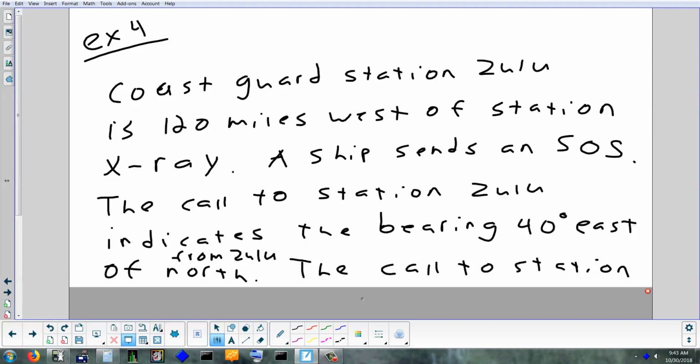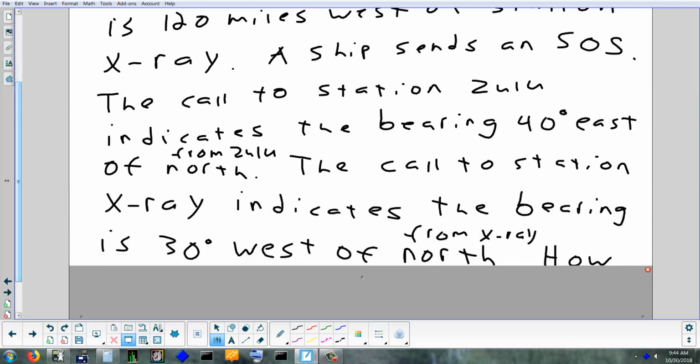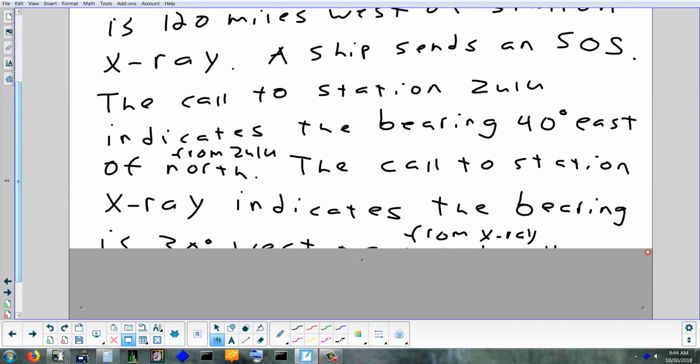So if you were facing north, and then you go 40 degrees east, it's like going to the right of north a little bit. Almost halfway between north and east. 45 degrees would be halfway between north and east. So this is 40. 40 east of north? Yep.